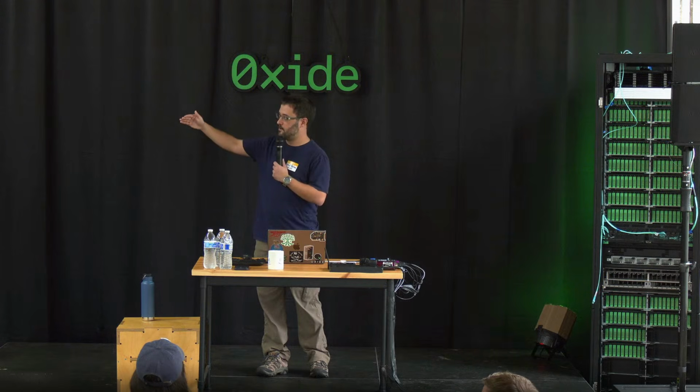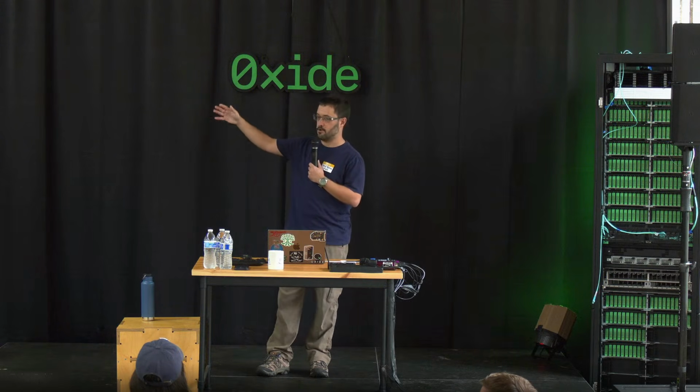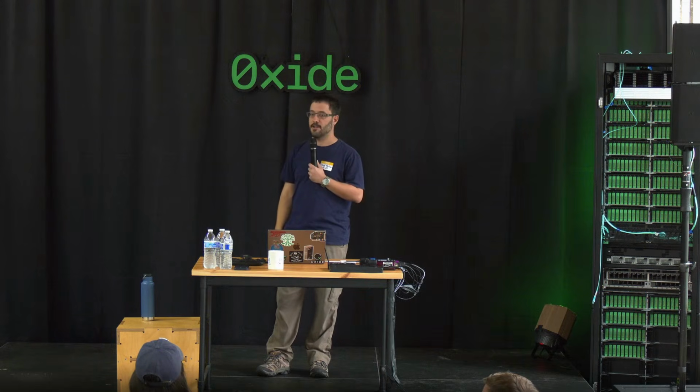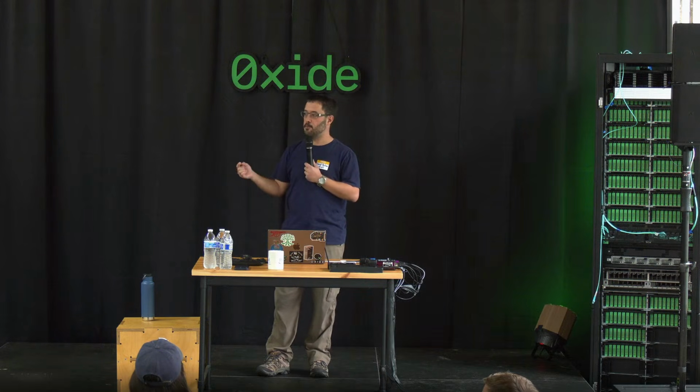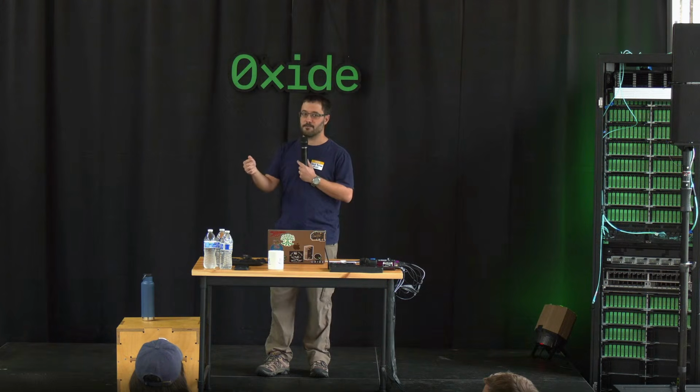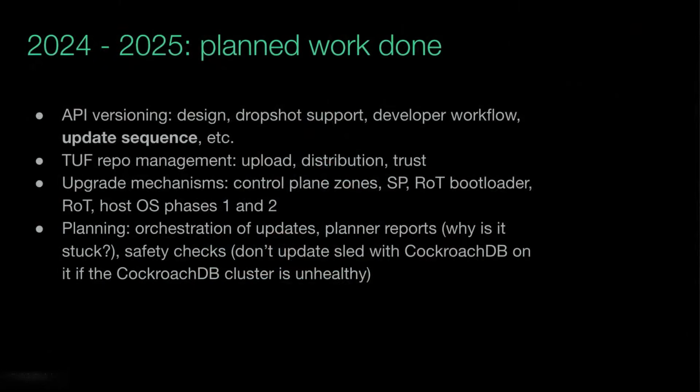That was a big part of it, particularly for SP, ROT, bootloader, all the stuff that's managed by MGS. That needs to work even if multiple Nexus instances are trying to use MGS to update the SP at the same time, for example. Okay, so then we have the planning bit, which is, now we have the ability to update each of these components, but how do we put together a plan that makes sure that we do it in a sequence that will work and in a way that doesn't destroy the system along the way?